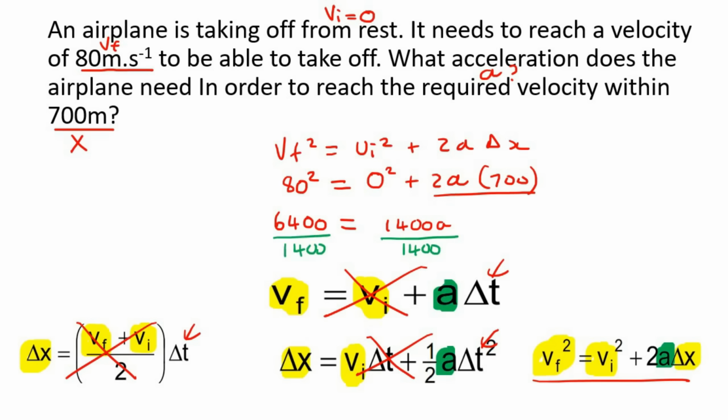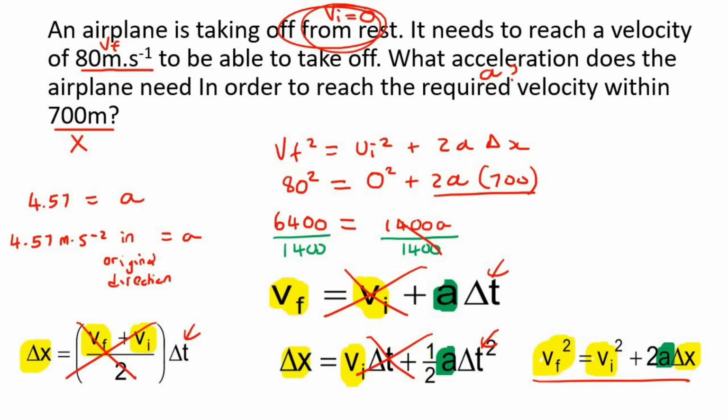And so on the left, we end up with 4.57. And on the right, these cancel, so you just get A. So that means A is going to be 4.57 meters per second, and we can just say in original direction. Because we got a positive answer, and they didn't give us what positive and negative is, we can just say in original direction. It makes sense that the aeroplane has a positive acceleration in this scenario. It's going with the original direction because the aeroplane is going from 0 up to 80 meters per second.